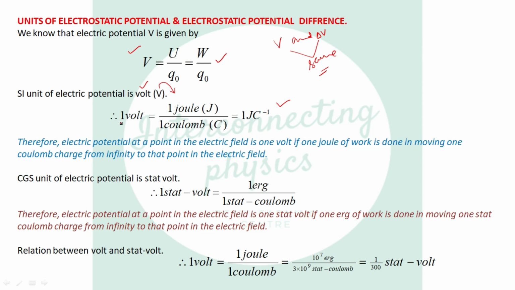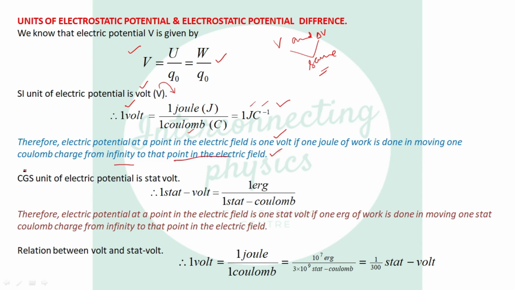So we have to define 1 volt. Whenever we have to define 1 volt, what we do, we make joule and coulomb as 1 unit. So electric potential at a point in the electric field is said to be 1 volt if 1 joule of work is done in moving 1 coulomb of charge from infinity to that point in the electric field.